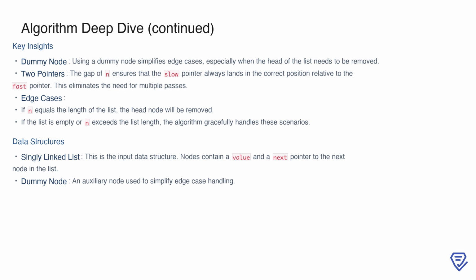The singly linked list is the core data structure used, with each node containing a value and a next pointer. The dummy node is an auxiliary structure that simplifies edge case handling and ensures the algorithm is clean and efficient.